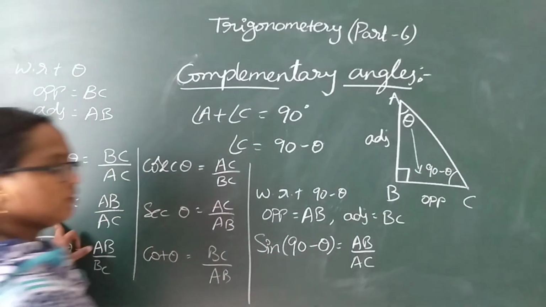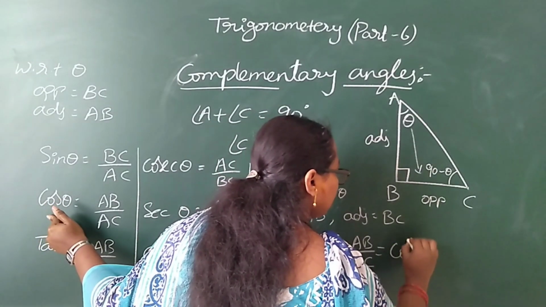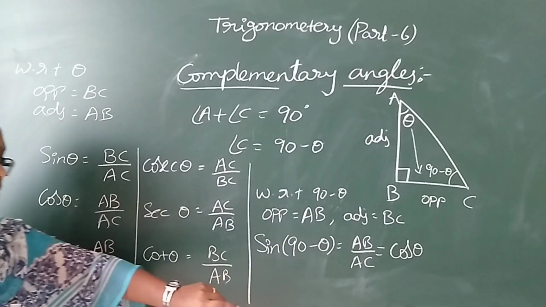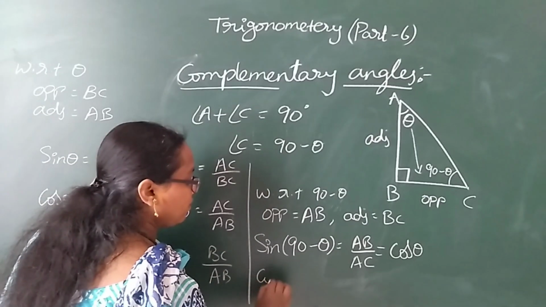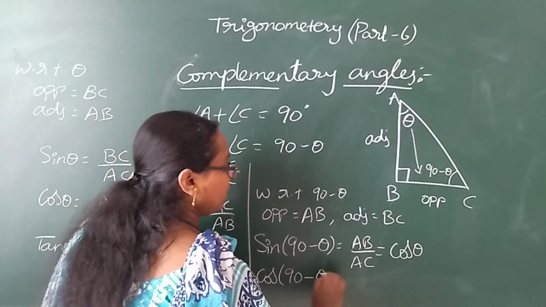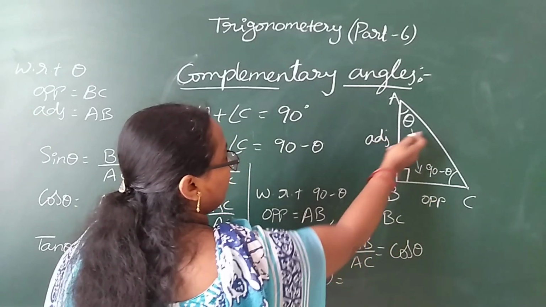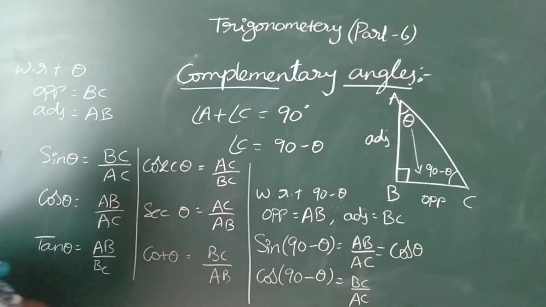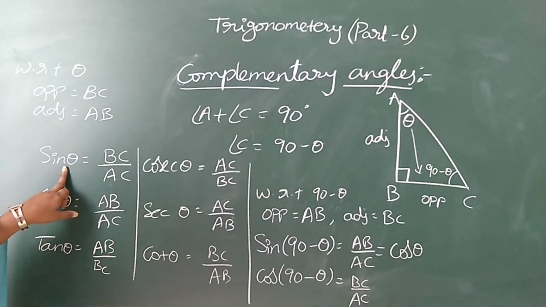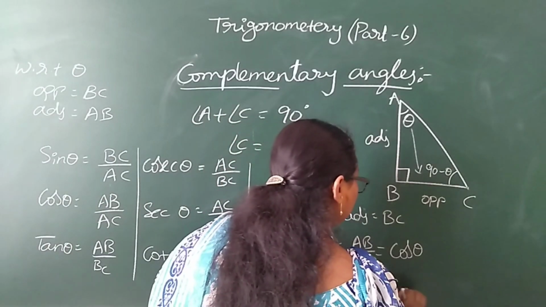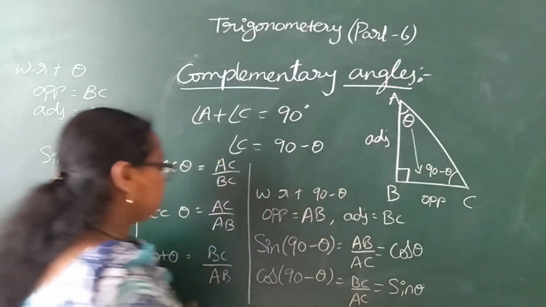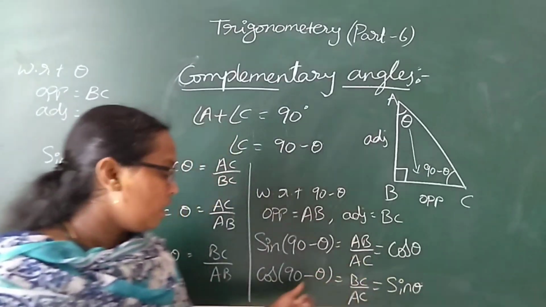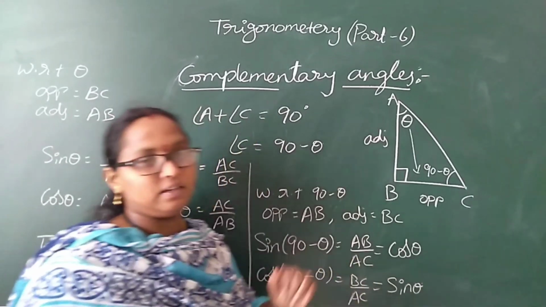That is cos theta. So sin of 90 minus theta is cos theta. Similarly, cos of 90 minus theta is adjacent by hypotenuse, that is BC by AC, which is equal to sin theta. What does this mean? Sin of the complementary angle is cos theta, and cos of the complementary angle is sin theta.